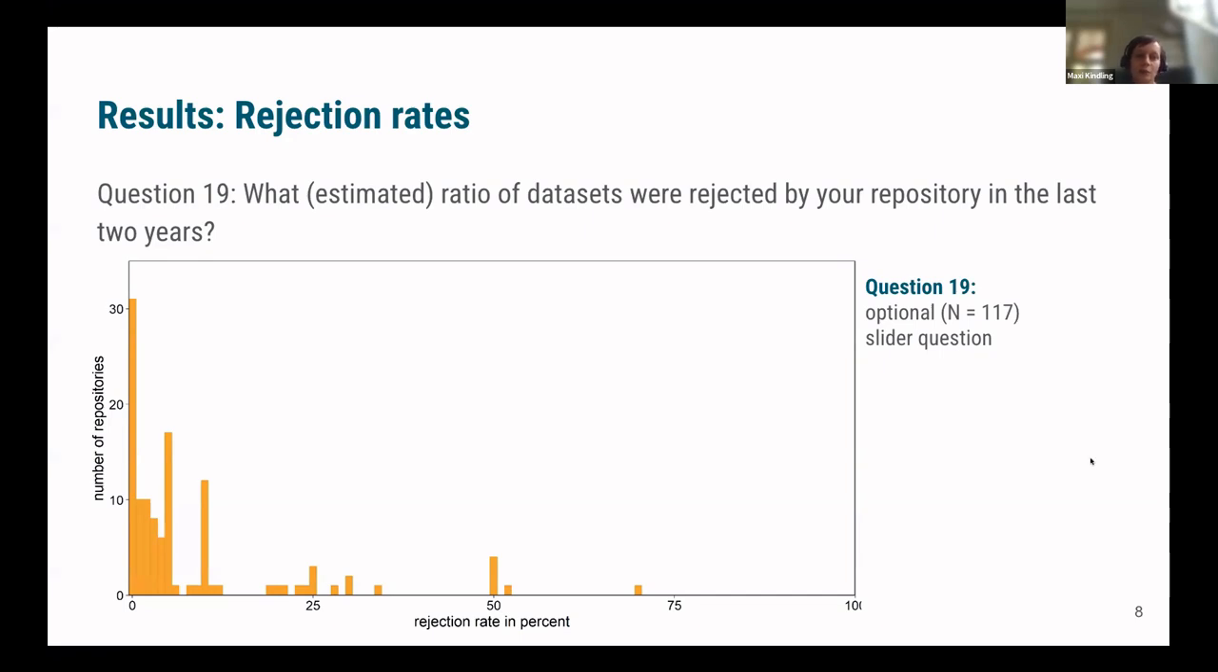On average, the respondents reported a rejection rate of about 8%, and 6 repositories reach or surpass a rejection rate of 50%. And one repository stated that they even reject 70% of data sets that were planned to be deposited. And 31 respondents reported a rejection rate of 0%.